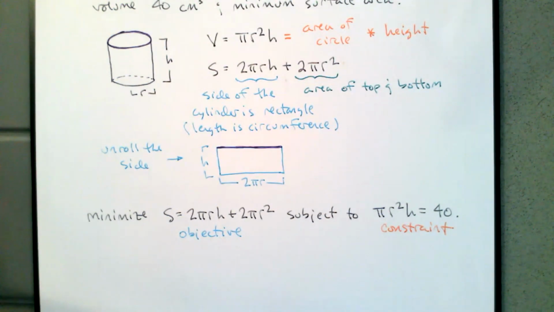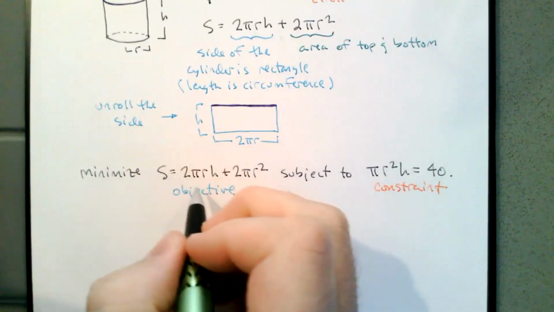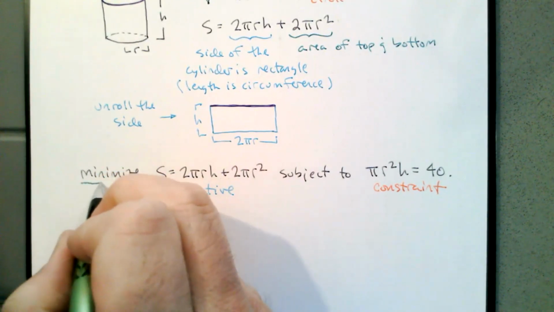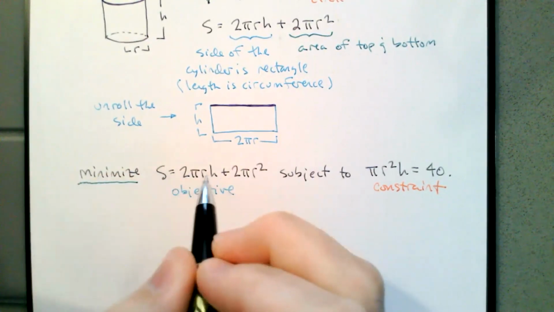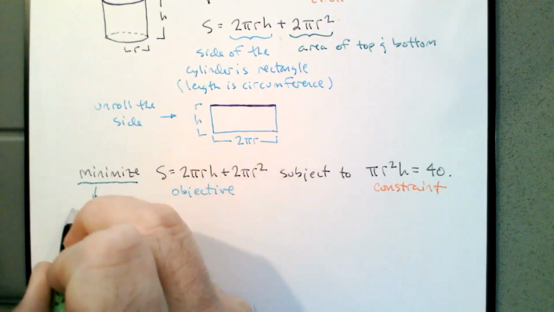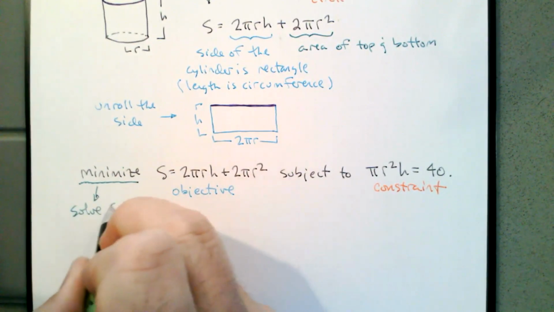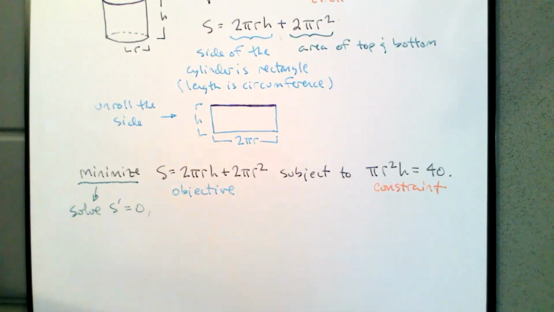So where it says that we want to minimize the surface area, we need to solve S prime equals 0. So we want to minimize our objective function. And to find a minimum of a function, we want to solve S prime equals 0. But S is a function of radius and height.